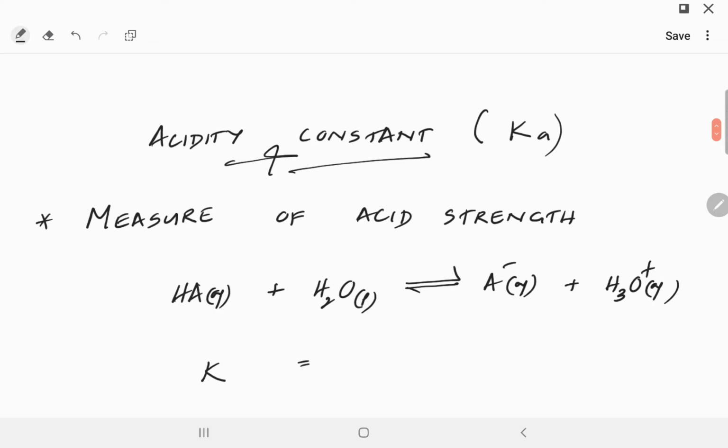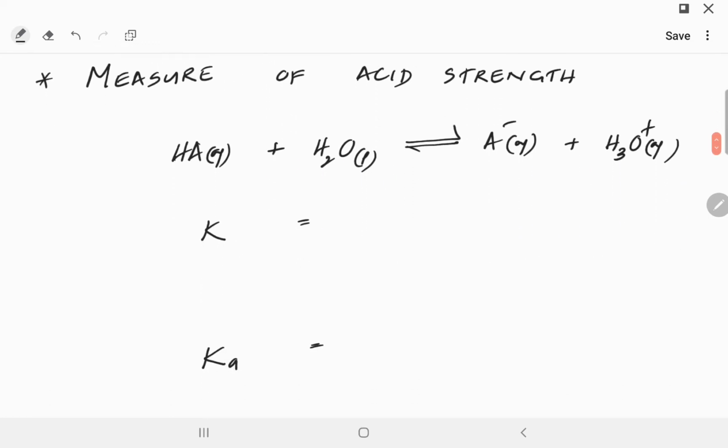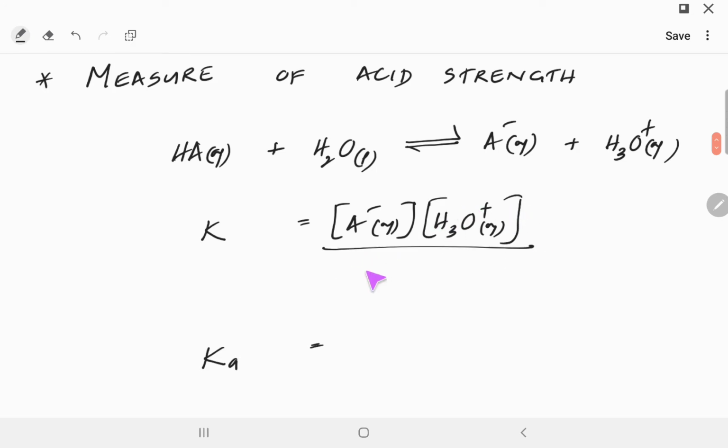So let's take our HA acidic reaction. For this acidic reaction, you can write an equilibrium constant. The product concentrations will be on top. So the A minus concentration, the square bracket means concentration, times the H3O plus concentration, divided by the reactant concentrations, HA and water concentration.